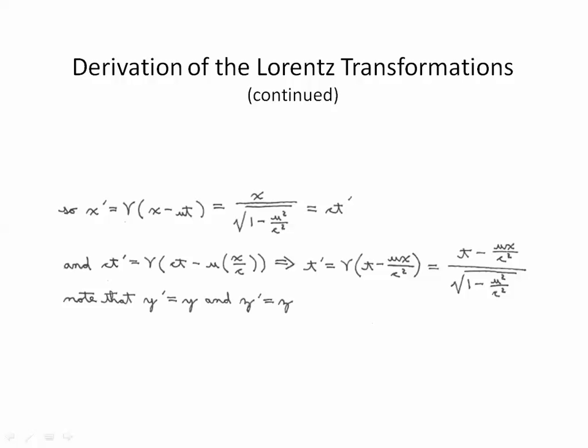Our algebraic derivation of the Lorentz transformations is complete. The expression for x prime in terms of x, u, and c is x prime equals the quantity x minus ut divided by the quantity square root of 1 minus u squared over c squared. The expression for t prime in terms of t, u, c, and x is shown here. We have t prime equal to the expression t minus ux divided by c squared, divided by the square root of the quantity 1 minus u squared over c squared.